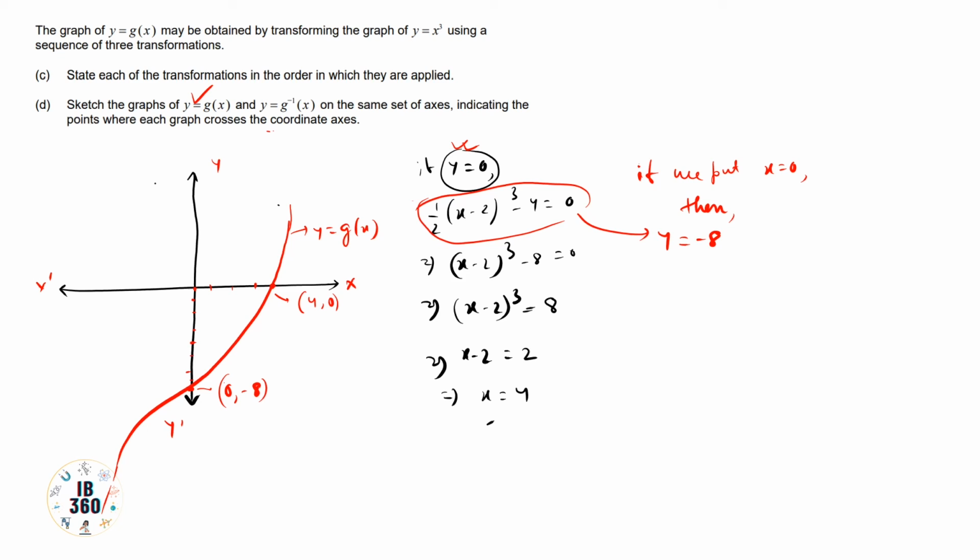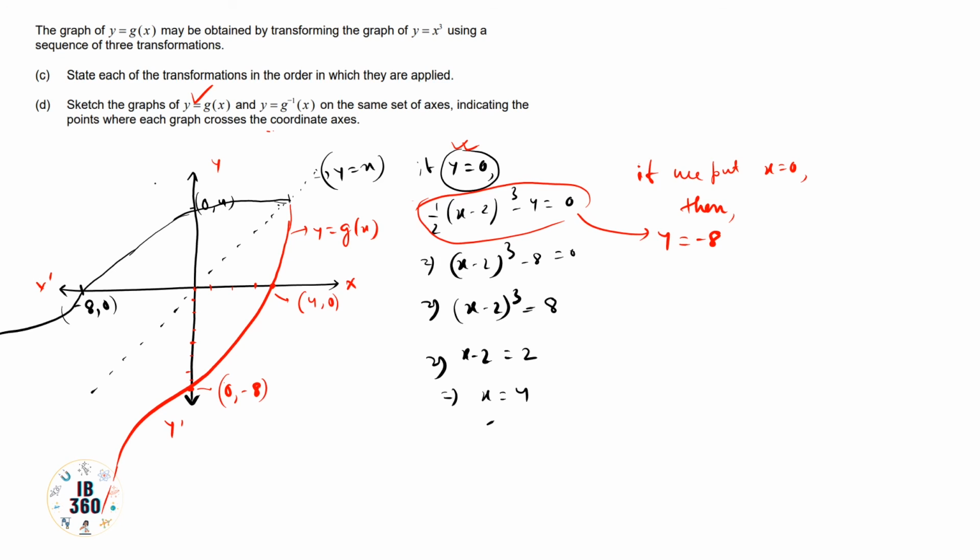Now you know that we have the graph of y equals g(x), and to draw y equals g inverse of x, we just need the line y equals x and we need to draw the mirror image of this function. Now for minus 8, the value will be here, that is (minus 8, 0), and the 4 value will be here, that is (0, 4) for the inverse. So we just need to draw the mirror image of this function, which will be like this.